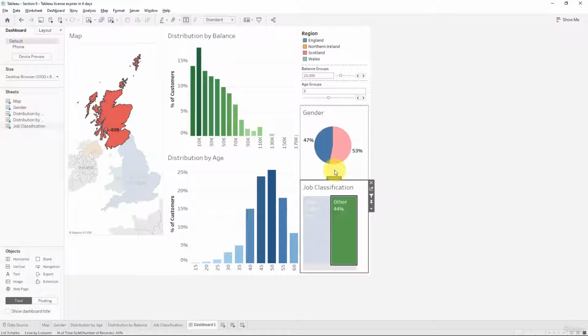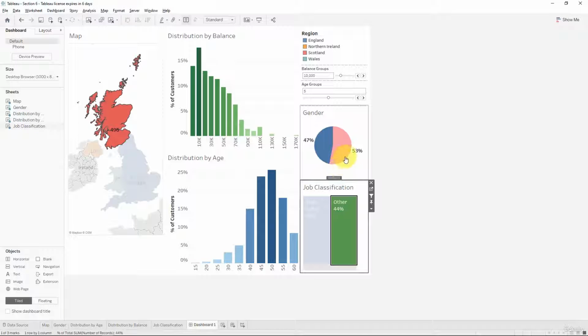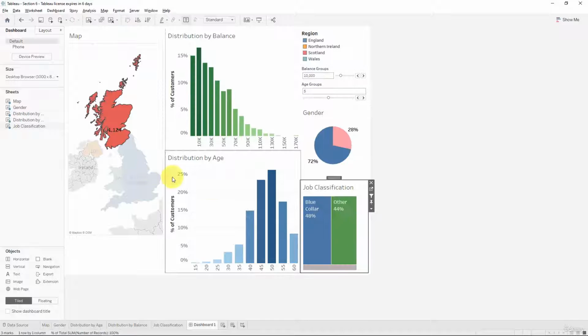So if you want to expand the bank's customer base in Scotland in the blue collar worker space, then you should be targeting males in their late 40s, early 50s. On the other hand, if you want to target other kinds of professions, then you should still take into consideration that there is a large female representation in this region, where overall there is predominantly a male representation. So that's what we'll be focusing on in Scotland in our storyline.